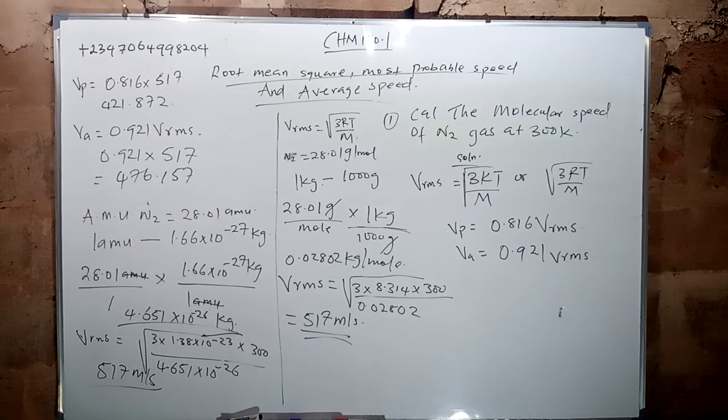So please know the two ways for you to get that VRMS. You can just get your root mean square velocity. To get VA or VP is child's play, as you can see on the board.